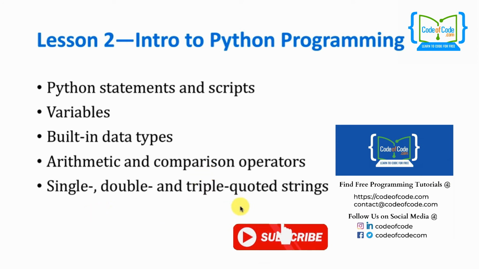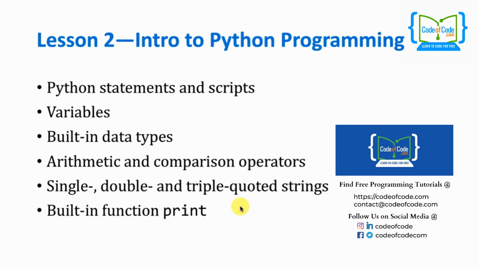You'll see that there are actually several different types of strings in Python. You can use single quotes around a string, double quotes around a string, and triple quoted strings as well. So we'll demonstrate each of those and talk about why you would use each.